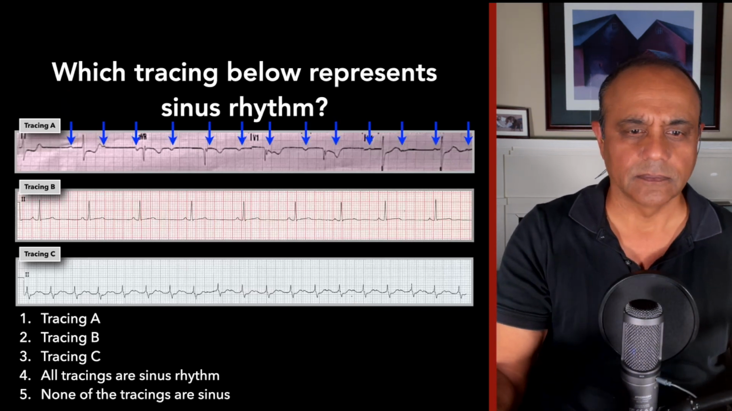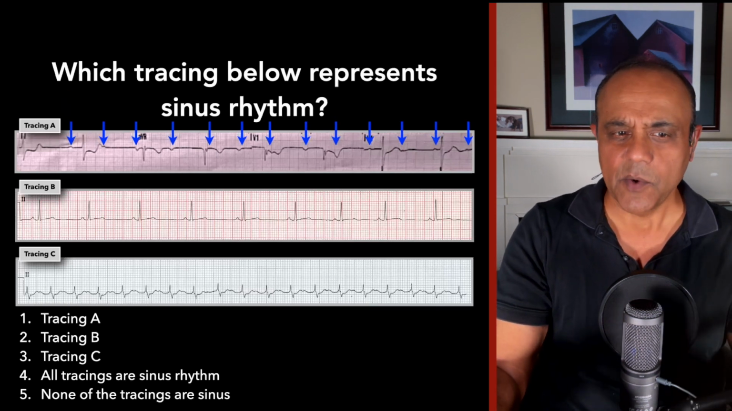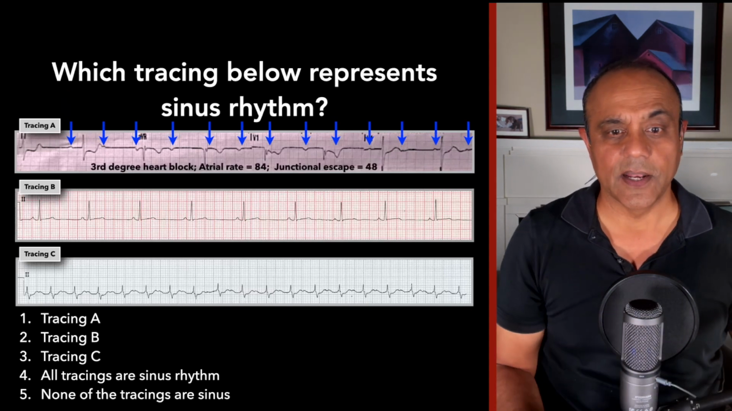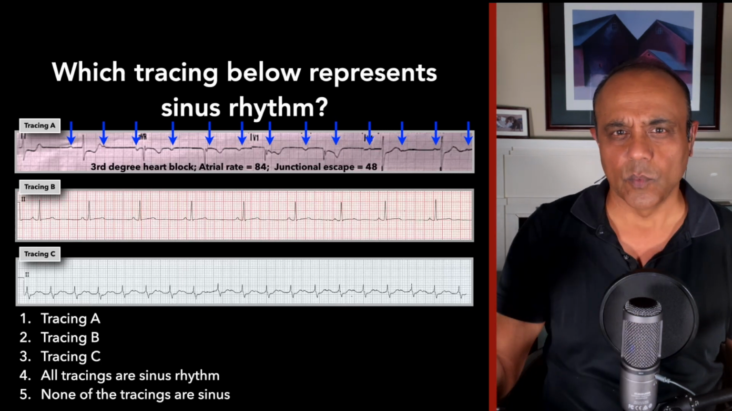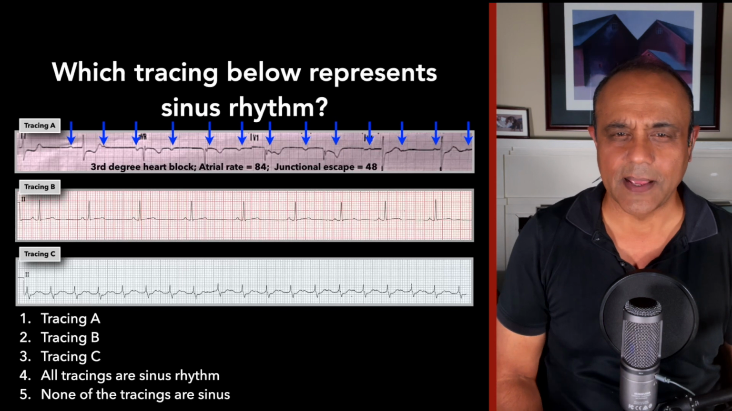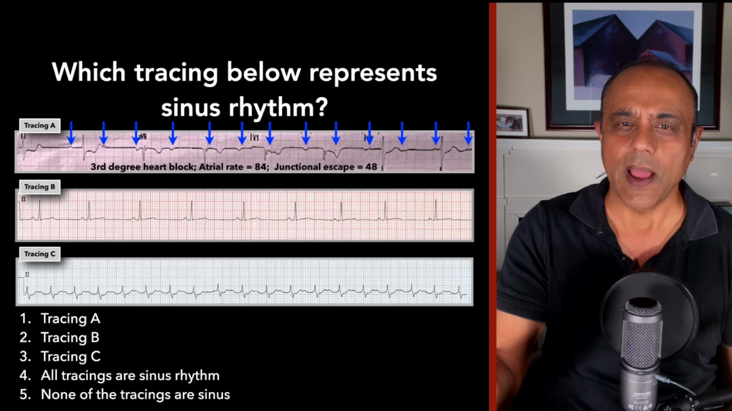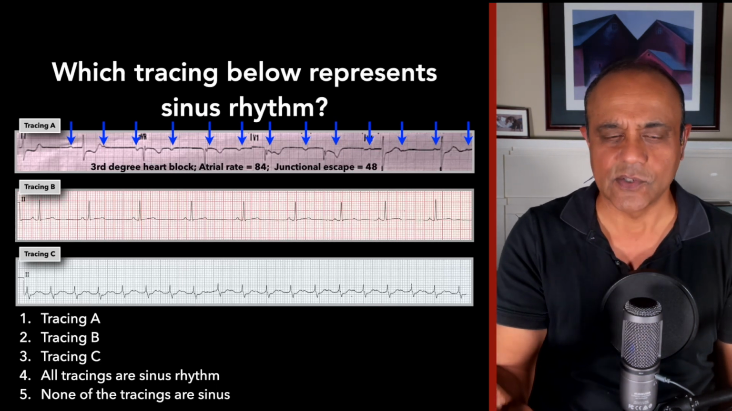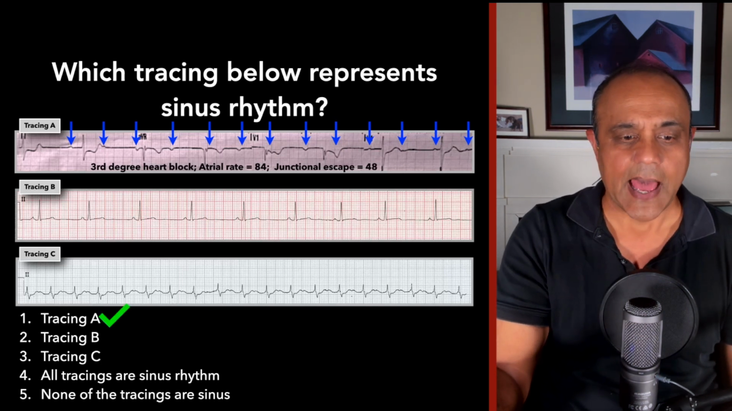Tracing A, I see P waves and QRSs, but the P waves don't precede every QRS. And the atrial rate is 84 beats per minute. This is junctional with an escape rhythm of 48 and a third degree AV block. But is this sinus or not? It is sinus. Why? Because every atrial impulse arises from the sinus node. So it is sinus. How about tracing B?